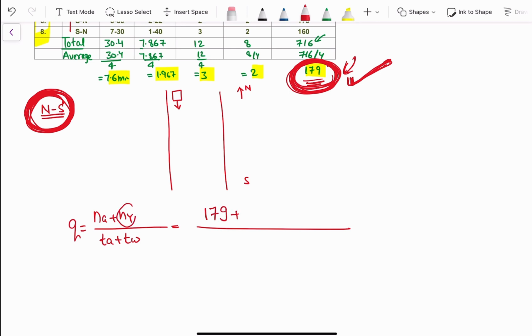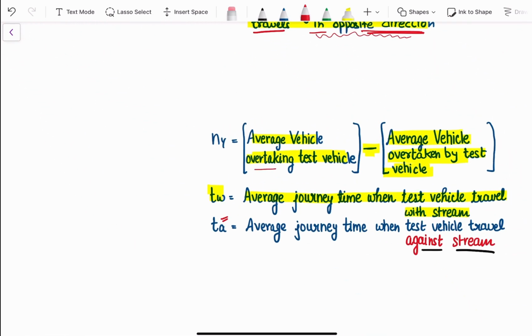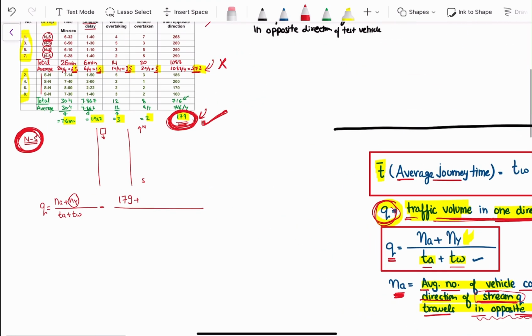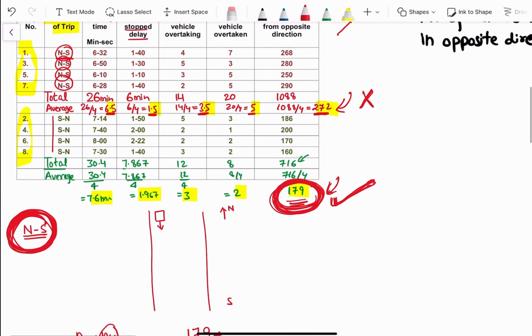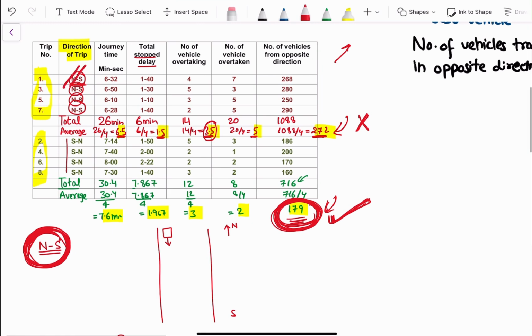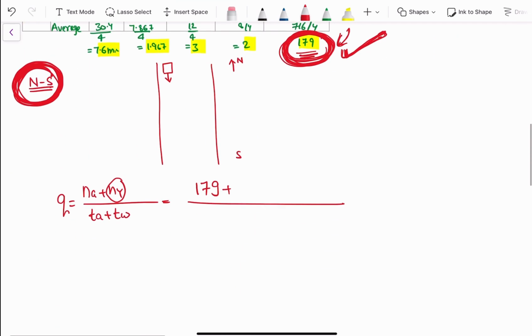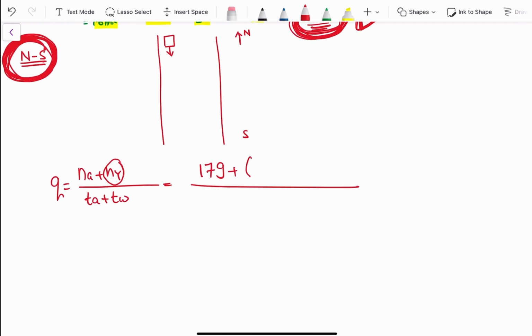Now what is NY? NY is average vehicle overtaking the test vehicle minus average vehicle overtaken by test vehicle. Right. So it is a difference between the overtaking vehicle and the overtaken vehicle. Our overtaking vehicle, the average value is 3.5 in the north-south stream. That is what we are considering, right? And the overtaken will be 5. So NY will be 3.5 minus 5.